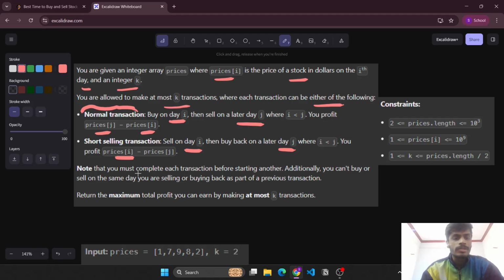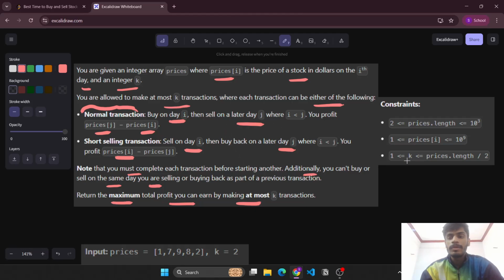Now we must complete each transaction before starting another, because at a particular time we can only have one stock in hand. Additionally, you can't buy and sell on the same day; the selling and buying will be happening on different days. And we need to return the maximum total profit that we can earn after making at most k transactions.